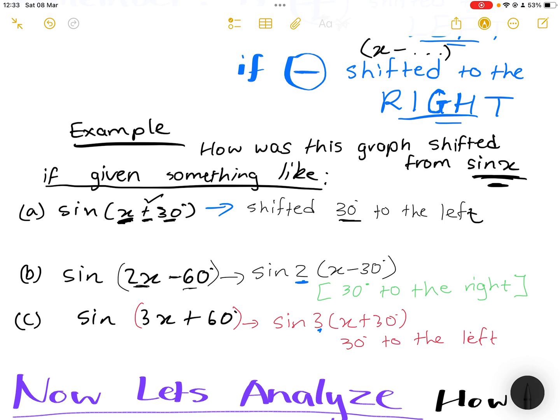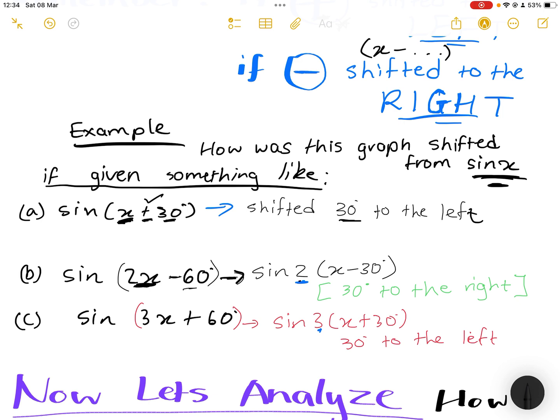And then here for B we have a problem, because I taught you that we are shifting x, not 2x, not 3x, we're shifting only x. So that means you must take out a common factor. Why are you taking out a common factor? So that you can be left with x only. So take out the common factor of 2.